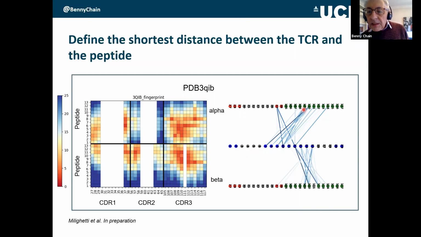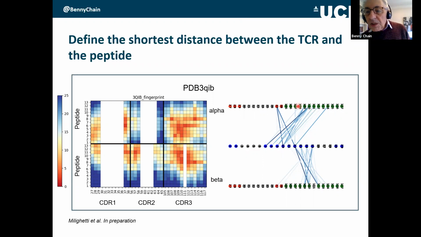So, for example, each line here is a contact, and the depth of color is the number of atoms which contact between that residue and the other residue. So this position 110 here, for example, you can see it has interactions with these 3 or even 4 amino acids on the peptide. All make at least one interaction between the TCR and the peptide.